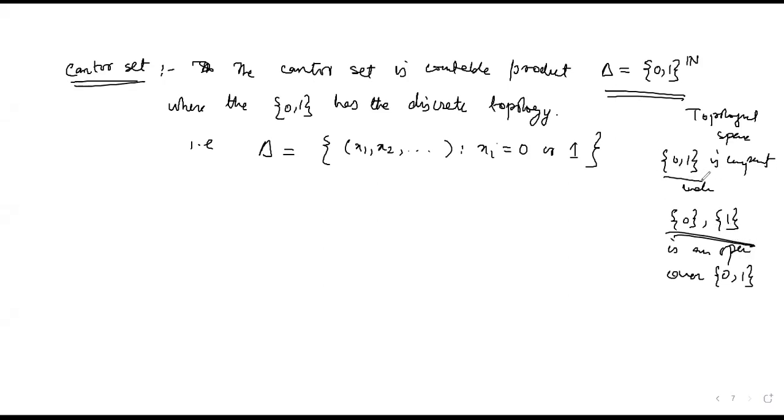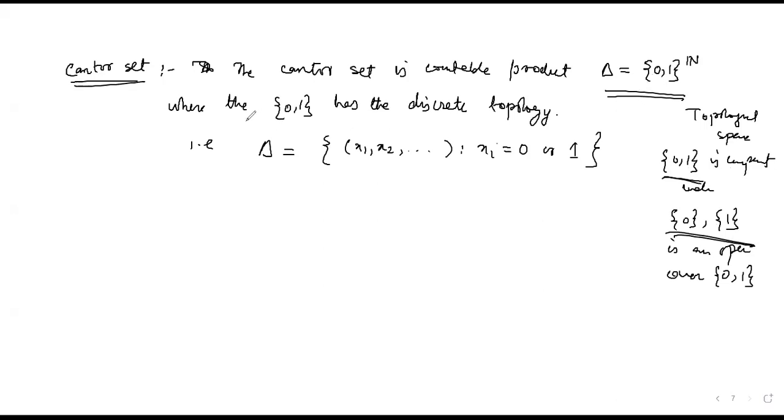Anyway, since any finite set in the discrete topology is compact, this is a compact space under the discrete topology, and by Tikhonov's theorem, since an arbitrary product of compact spaces is compact, this is also a compact topological space when I consider {0, 1} under the discrete topology.